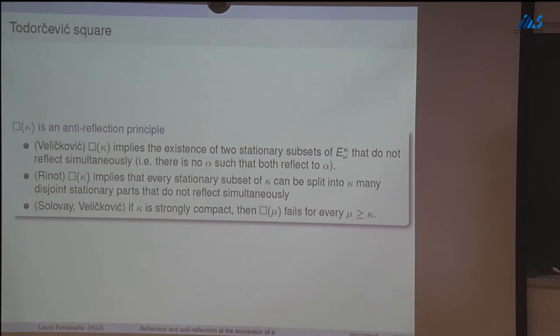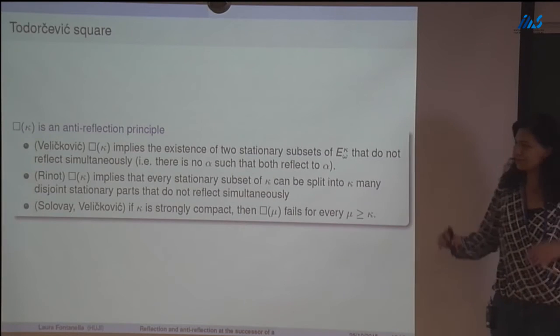And once again, since it implies the failure of these properties, this version of the square is incompatible with certain large cardinals. So if you have a strongly compact cardinal kappa, then also this version of the square fails everywhere above kappa.